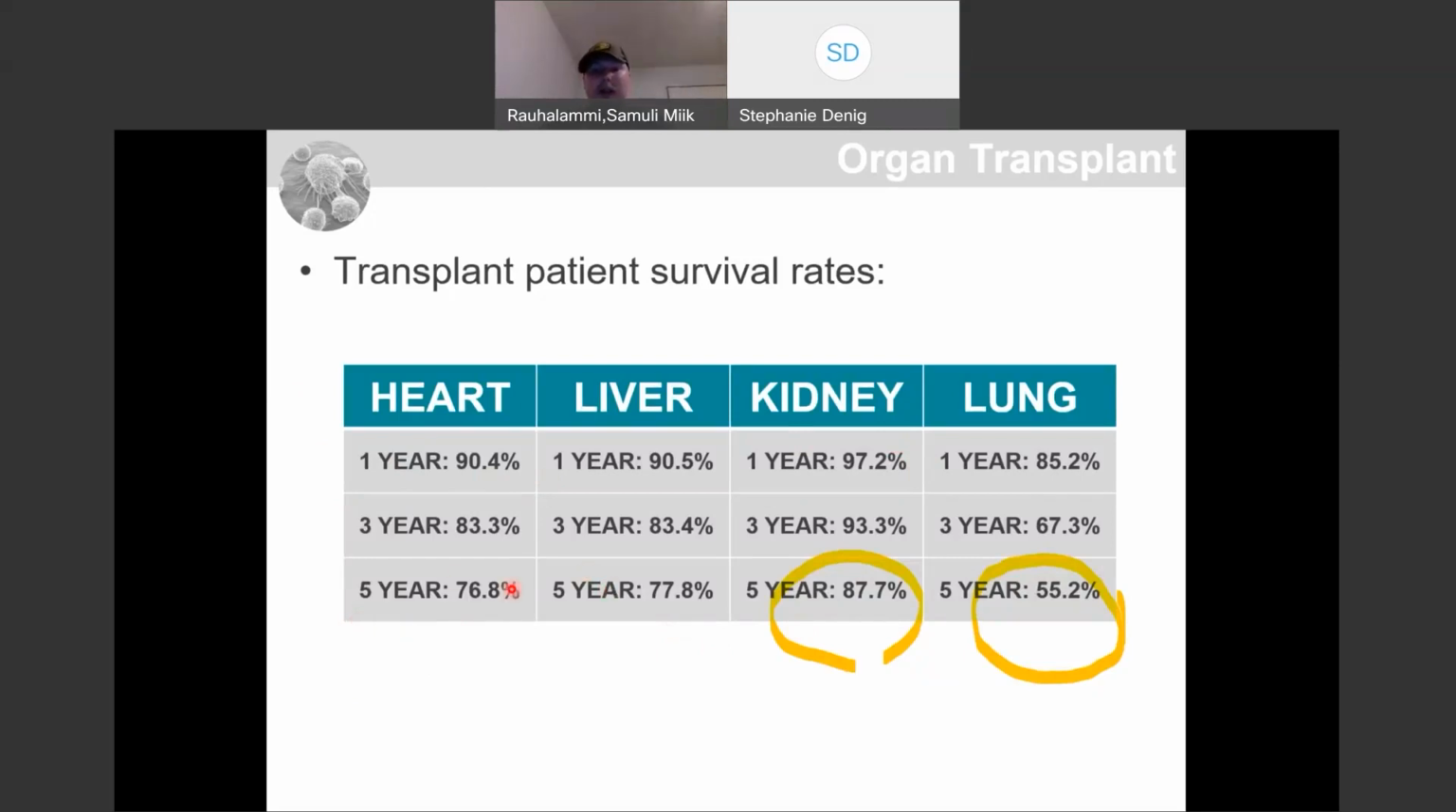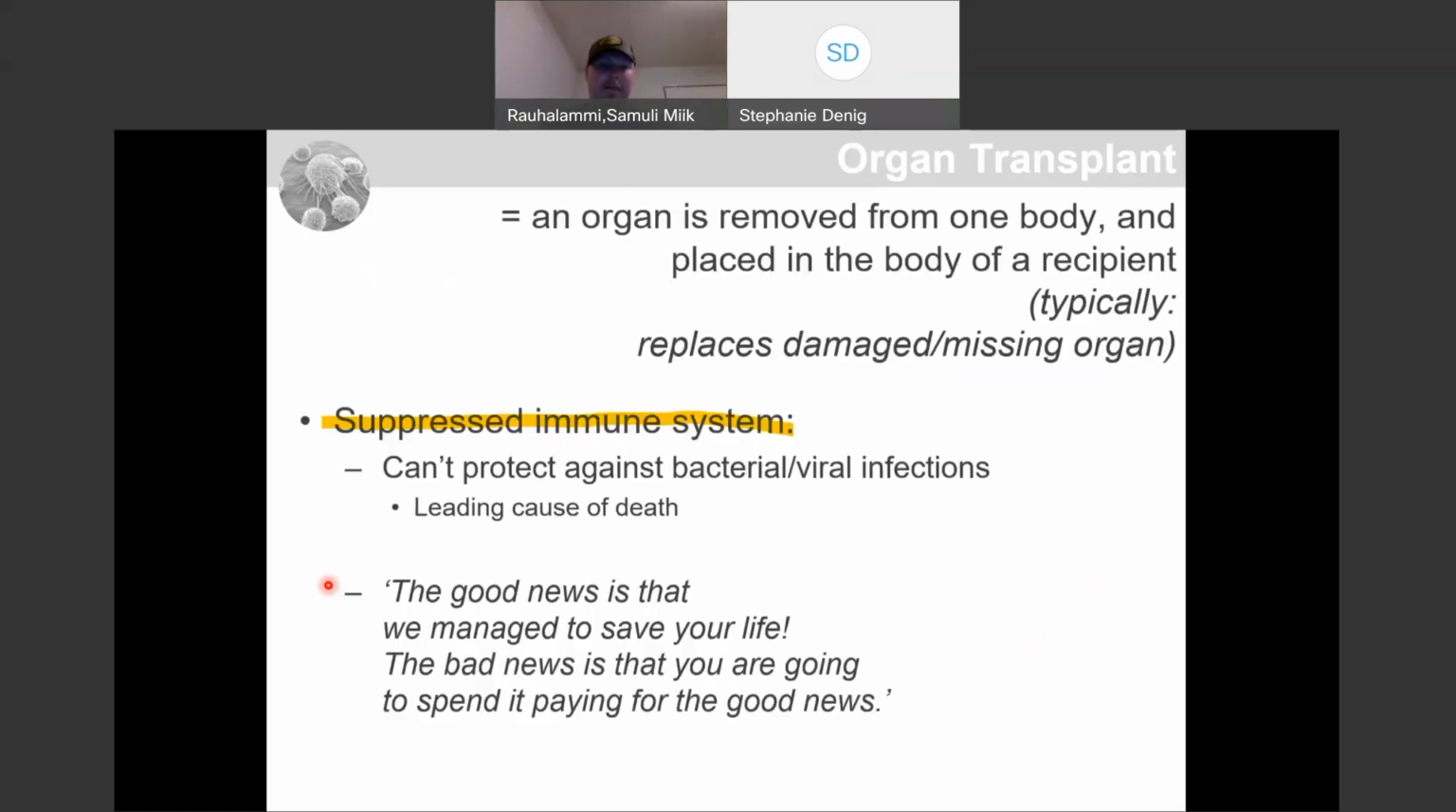You do notice, though, that there are some differences between what we are transplanting. Kidneys are highly successful, lungs less so. Initially, in the first couple of years, most of them are successful, but it's over time that we start to see this difference. Really, like I said, the big problem with organ transplants is that for an organ transplant not to fail, you need to knock out, turn off the rest of your natural immune system.